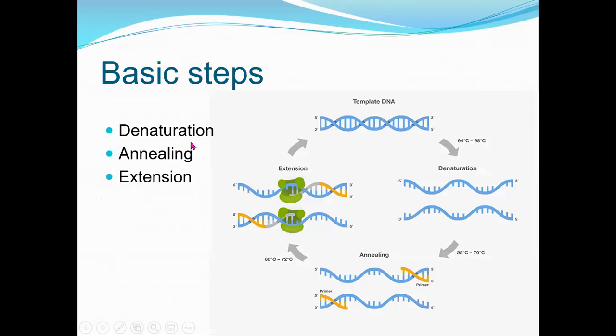So there are three basic steps: denaturation, annealing, and extension. The template DNA is denatured at 94 to 98 degrees. Then annealing at 55 to 70 degrees Celsius, where the primers anneal to their complementary pair in the template. And then extension at 68 to 72 degrees Celsius, where the polymerase binds to the free 3' OH and starts extending. And this is the first cycle.